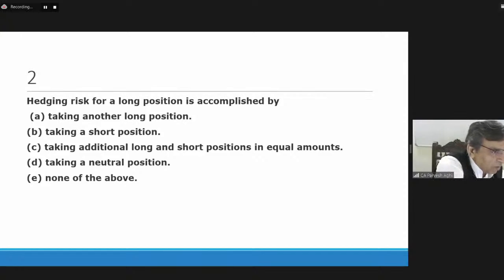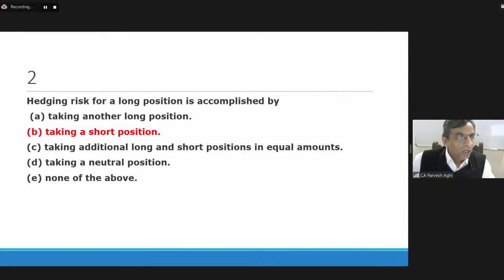So please answer. Yes, Sumit is absolutely correct. Sumit, your answer is correct. Srinivasan has given the right answer. Preeti has given the right answer. Ambika has also given the right answer for the first one. Great. Chavi, the second is 2B, taking a short position. Yes, it seems to be right. Taking a short position is the right answer. If you have a long position, then you should take a short position in the futures market. That I explained.